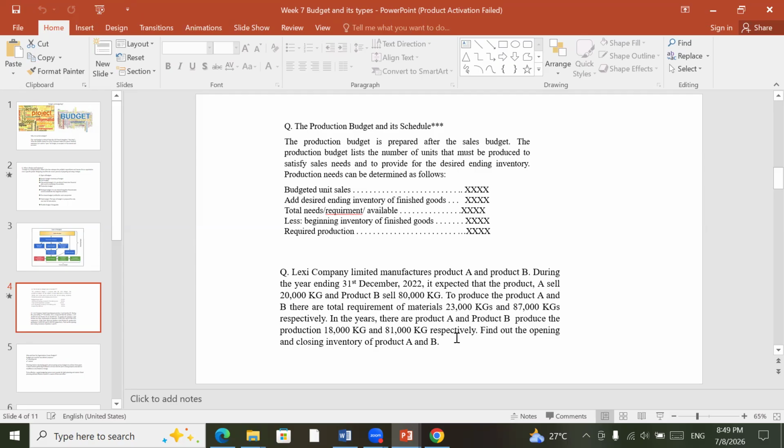Then you have to find out the opening inventory. How much opening inventory? So you already get total need or requirement, and total production is already mentioned here. Then you try to minus from total requirement the total production. Then you will get the opening inventory. This is the process. You just follow the formula. Then you can easily find out the closing inventory and beginning inventory. Very simple.